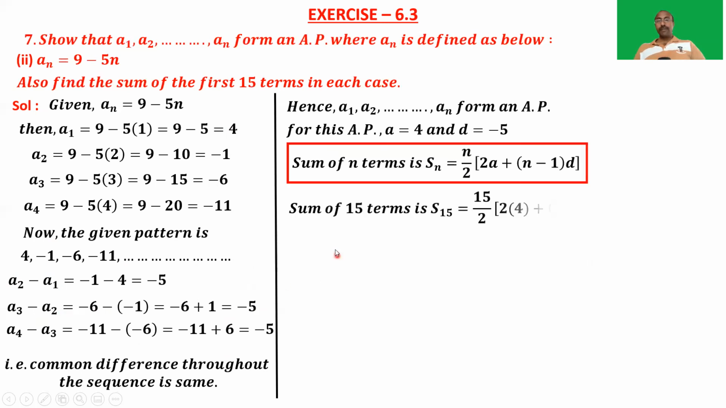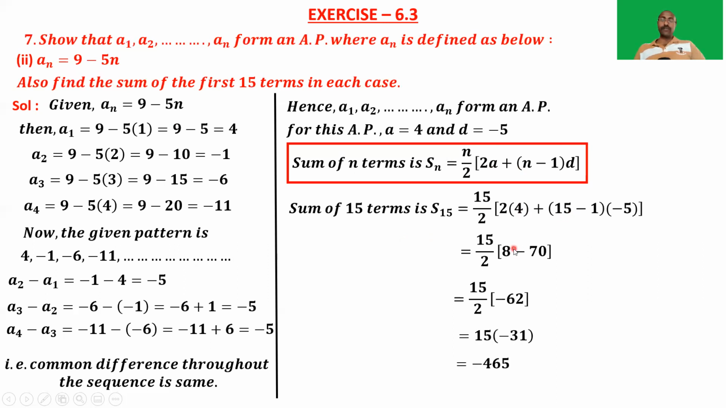And now the sum of the first 15 terms is S15 is equal to 15 by 2 into 2a plus n minus 1 into d. That is 2 into 4 plus 14 into d, with n equal to 15 and d equal to minus 5. And simplifying this one, we get 15 into minus 31, which is equal to minus 465. So in this problem, the sum of the first 15 terms is minus 465.